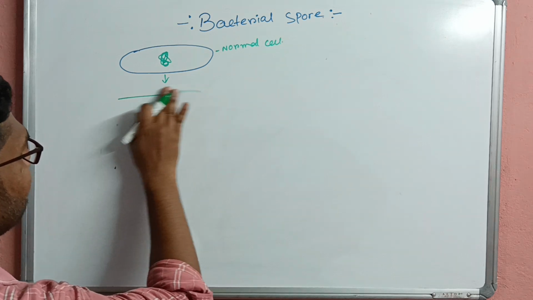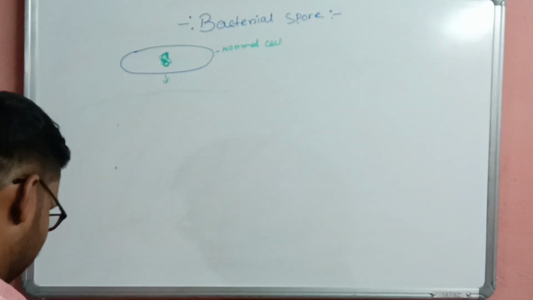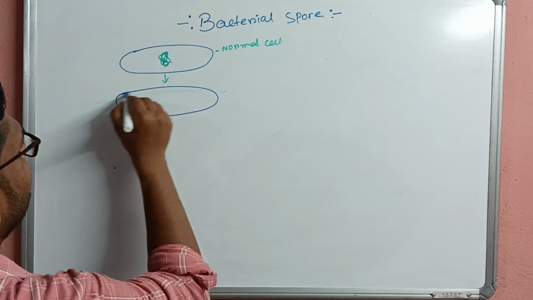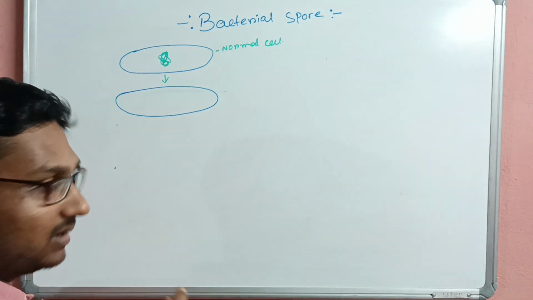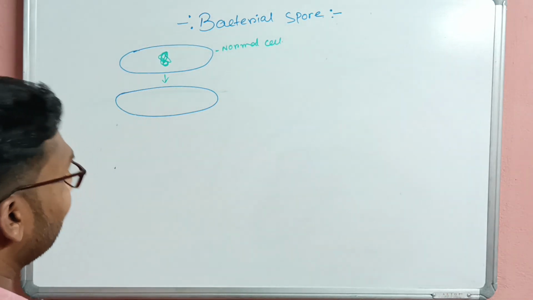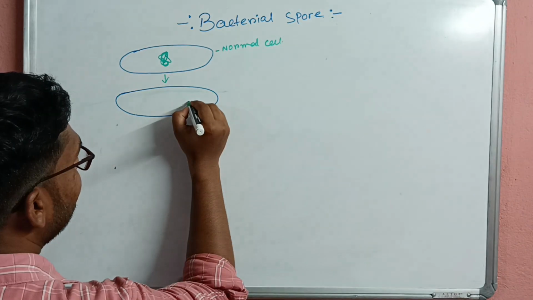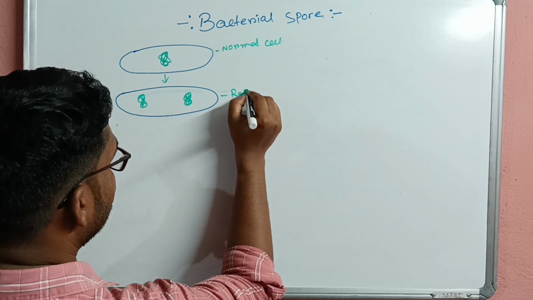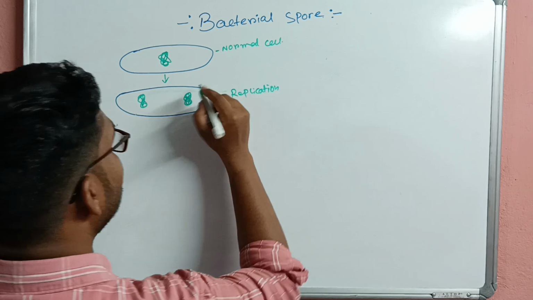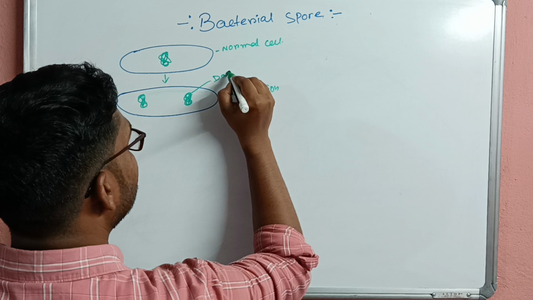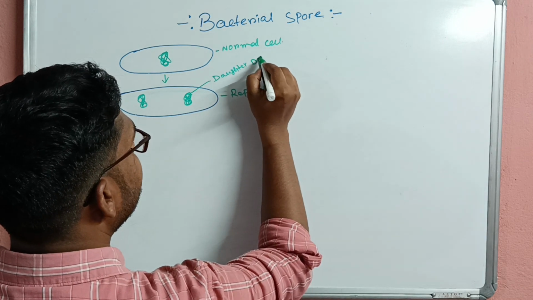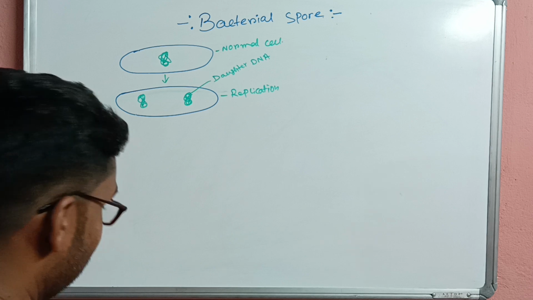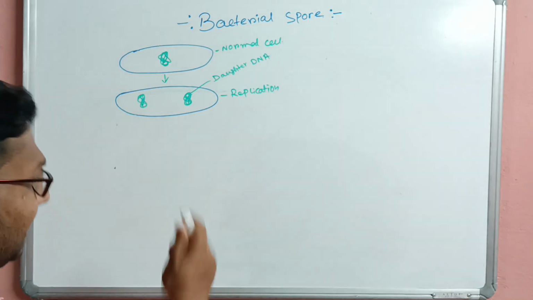The normal cell will replicate first. This chromosome, not the whole cell, this chromosomal part or DNA, at first replicates and forms a daughter DNA. This is the replication. At first it will form two separate DNA. This is the replication process.